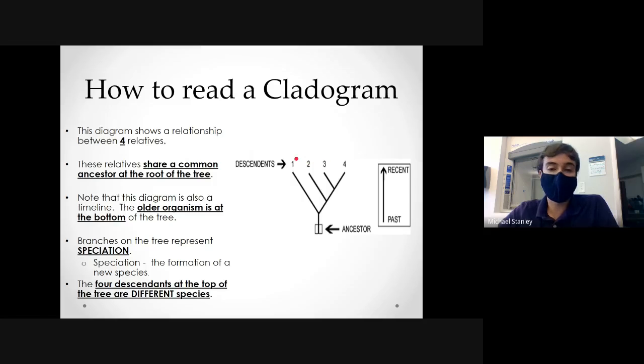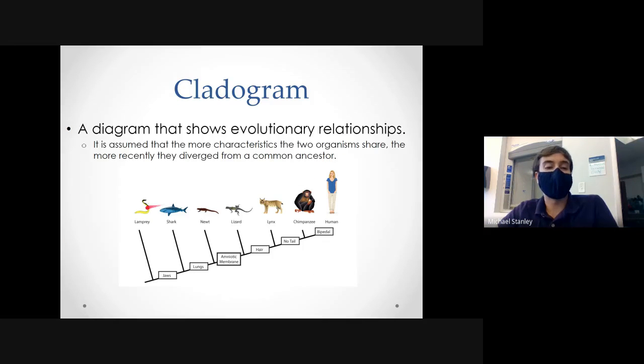So we have four different species. These are all species that are living on Earth today, right? So it's not like these are guys that went extinct in the past. We still have lampreys and sharks and newts that are alive on Earth today. But the fact that they're closer to the base of the tree means that they branched off from this common ancestor longer ago than things like lynx and chimpanzee and humans. These guys had a more recent branching off point.